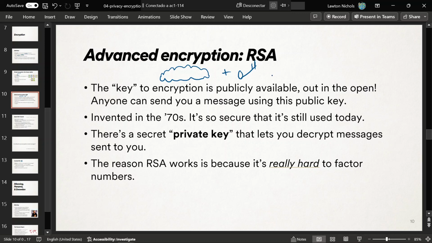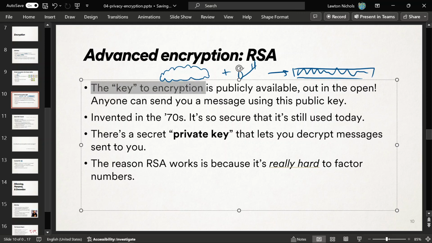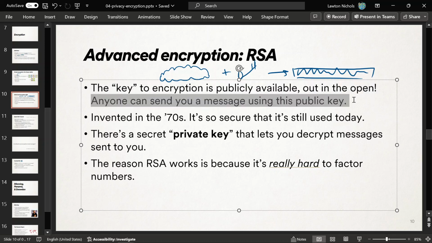There's one that lets you encrypt your message, your cloud that you want to send to somebody and make it look all jumbled. And then there's a separate key to decrypt somebody else's message that they send to you. Okay? So here's RSA. There's a key to the encryption. It's publicly available. You share your key for encryption to everybody you ever want to talk to. It's out in the open. So anybody can send you a message using this public key.